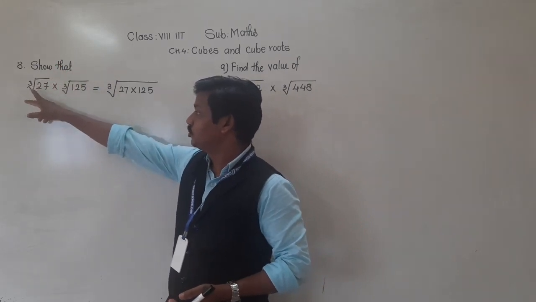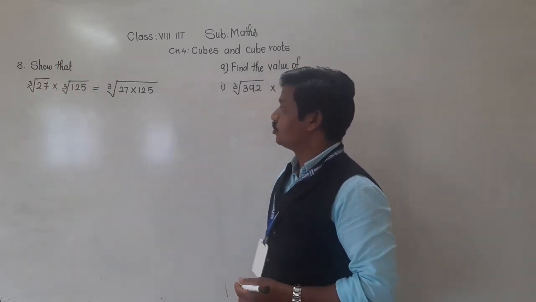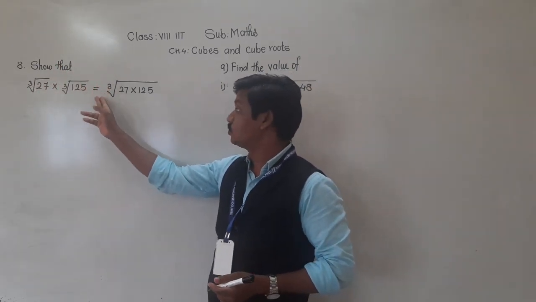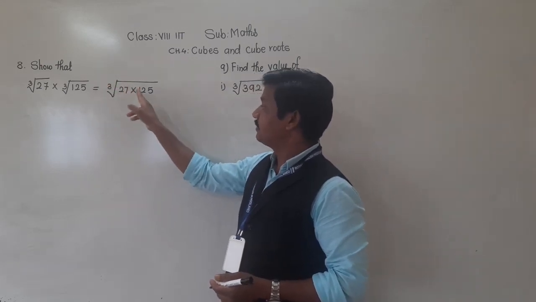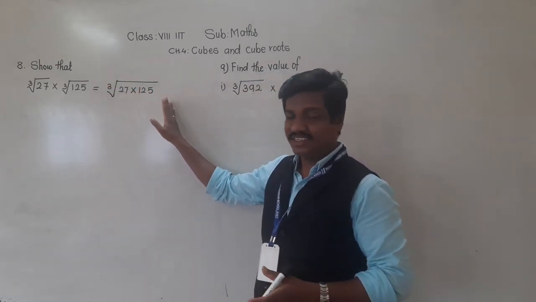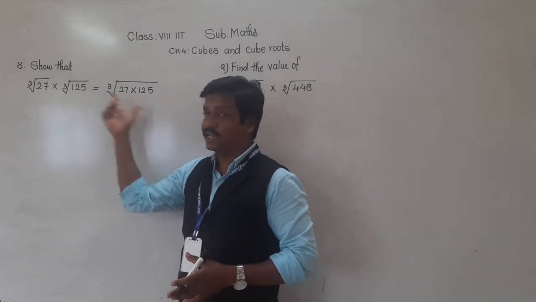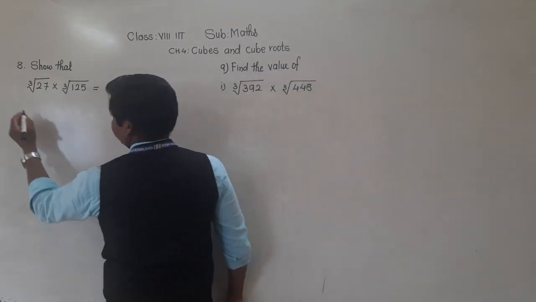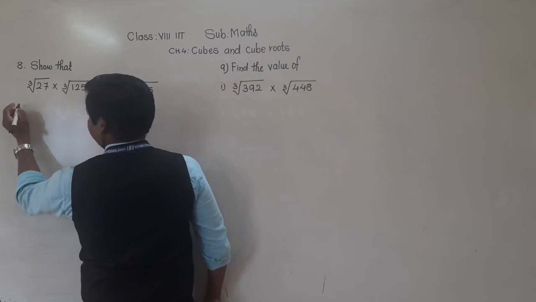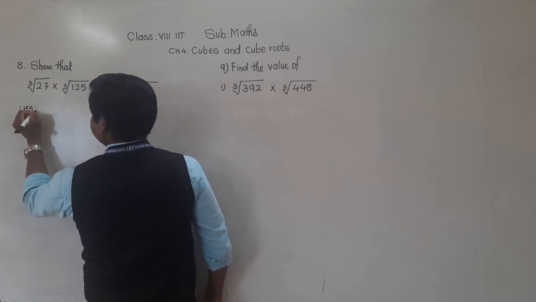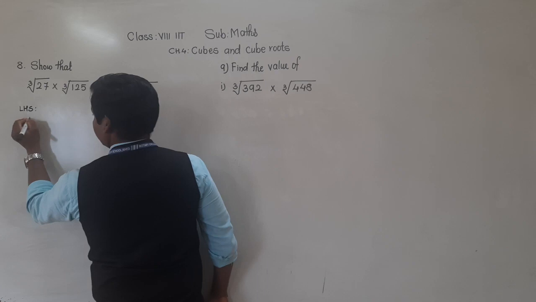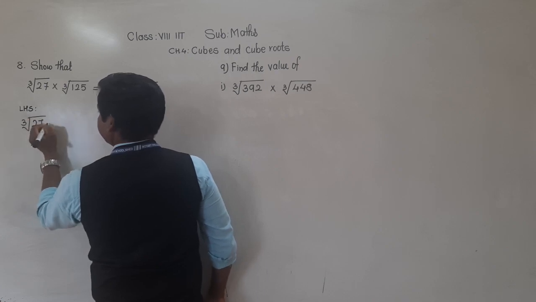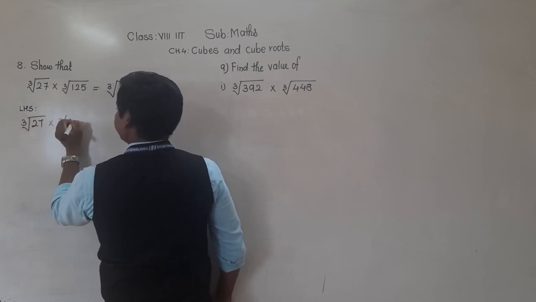Now see here, question number 8. Show that cube root of 27 into cube root of 125 is equal to cube root of 27 into 125. Okay, so both the sides are equal, that we have to prove. Okay, see what to do. Let's take first LHS, left hand side, which is cube root of 27 into cube root of 125.